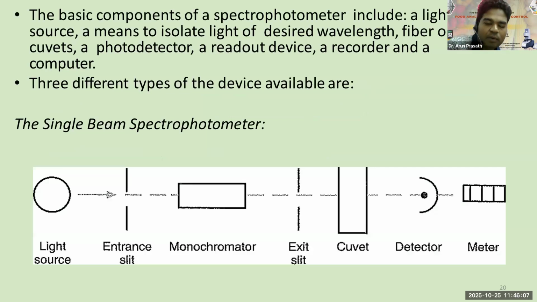So the basic components of spectrophotometers include a light source, an entrance slit or a monochromator, where the particular wavelength of light is filtered, an exit slit, the cuvette, that is the sample holder, and the detector.